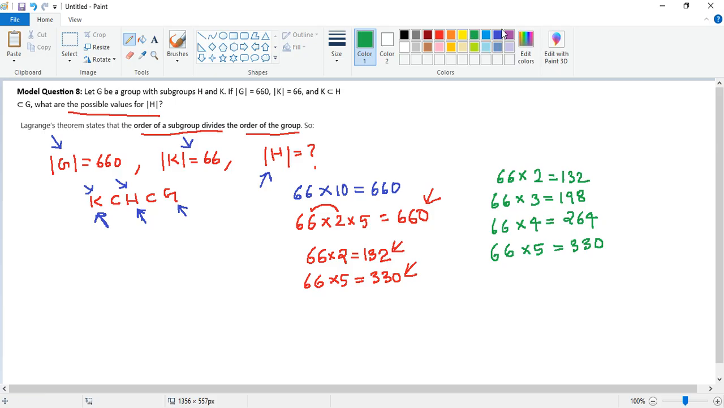Now we don't have to check 66 times 6 and all the way up to 66 times 10 because this is the halfway mark. So you definitely know any number greater than that is not going to divide 660. So you have to select only those which divide 660. 132 divides, 330 divides, but 198 and 264 cannot divide 660. So those two cannot be the answer. Either of these methods will give you the answer as 132 and 330.